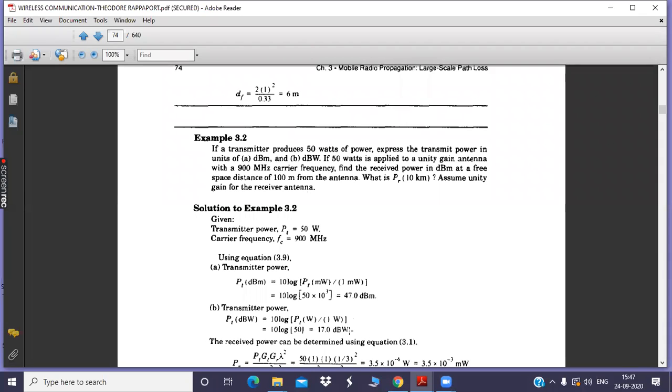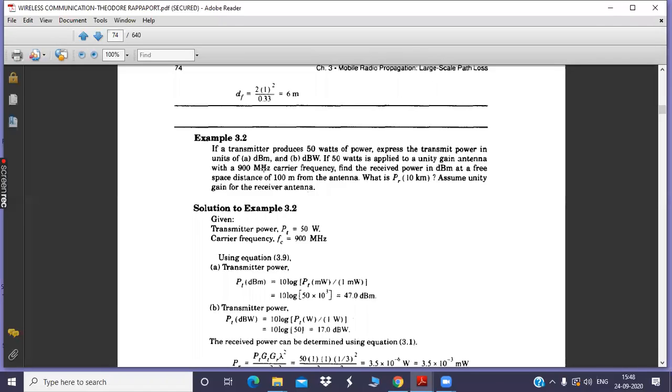That's the second part. But in the first part, it is mentioned we need to express in terms of dBm. So what we have to do is divide it by 1000 and then take 10 log. So 50 watts you need to convert into milliwatts, meaning you will be multiplying by 10 to the power 3 or dividing it by 0.001, and then you will apply 10 log so that the power transmitted in terms of dBm you will get as 47 dBm.